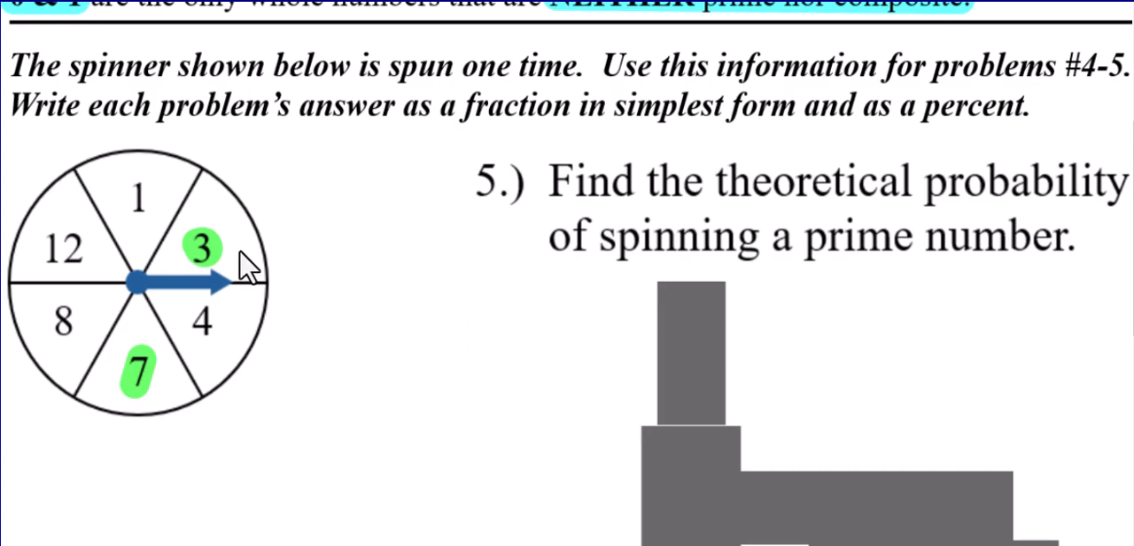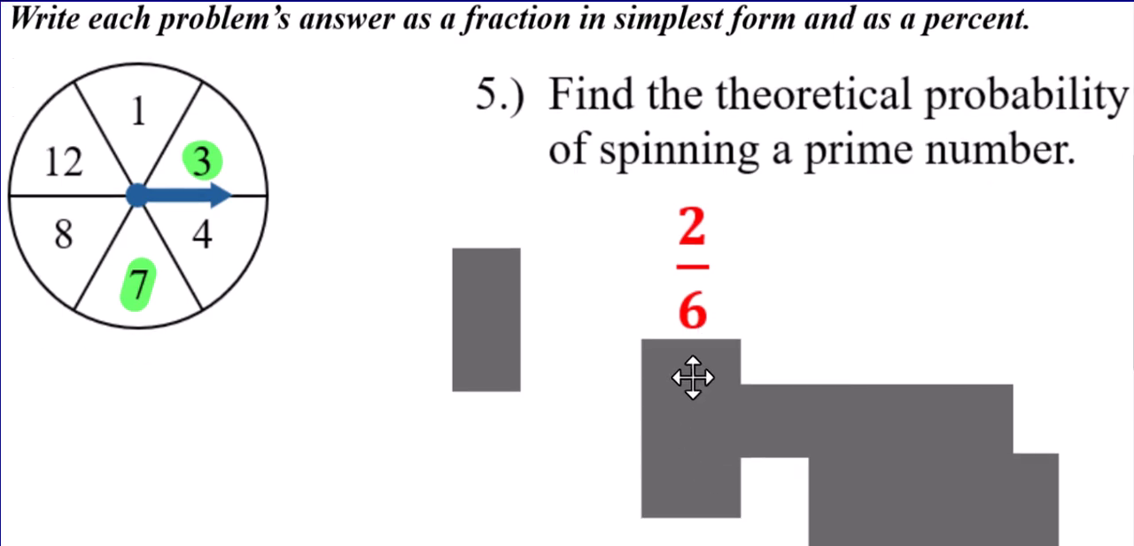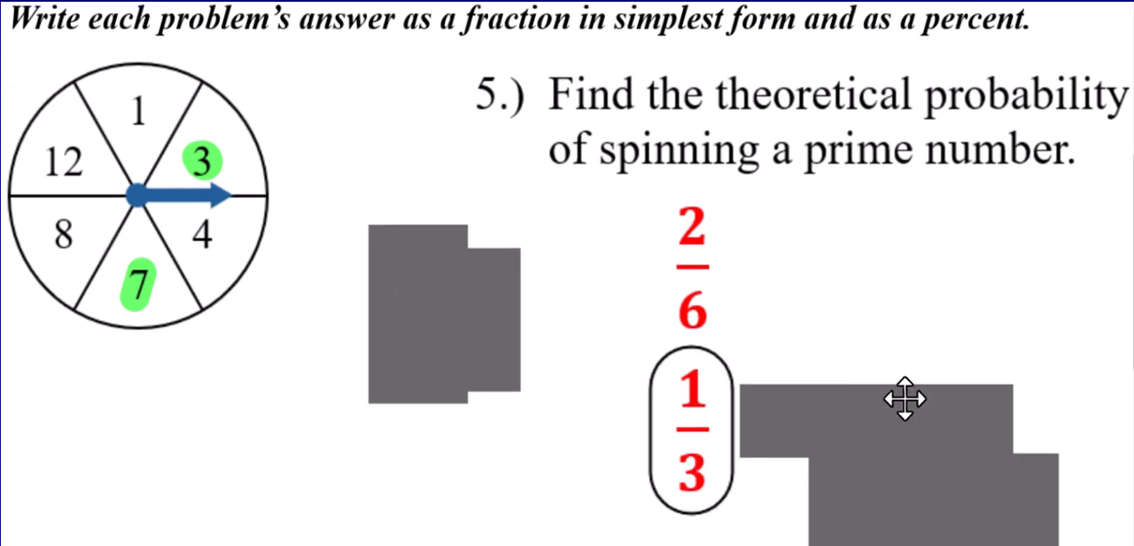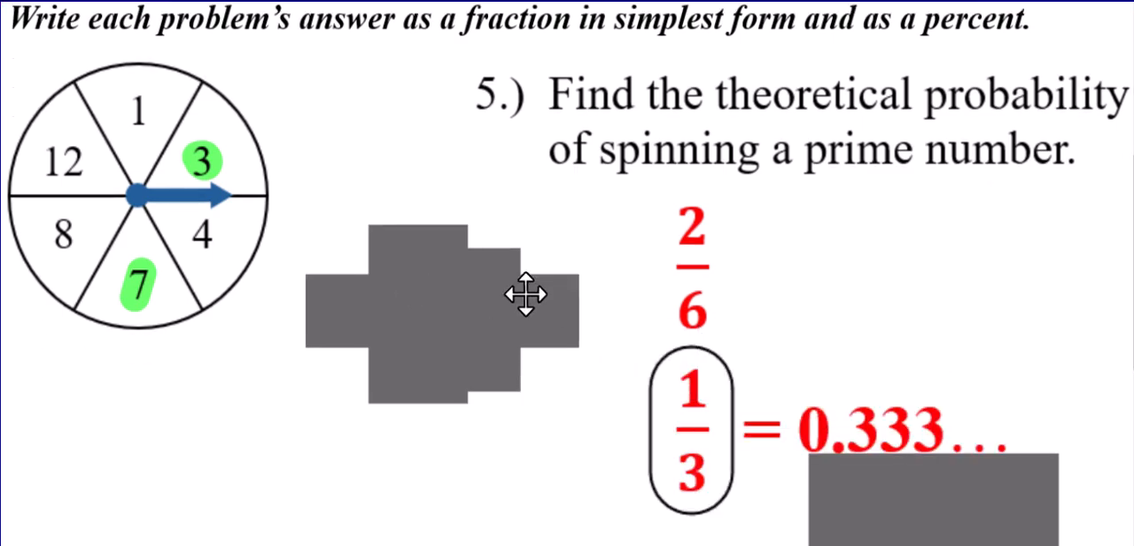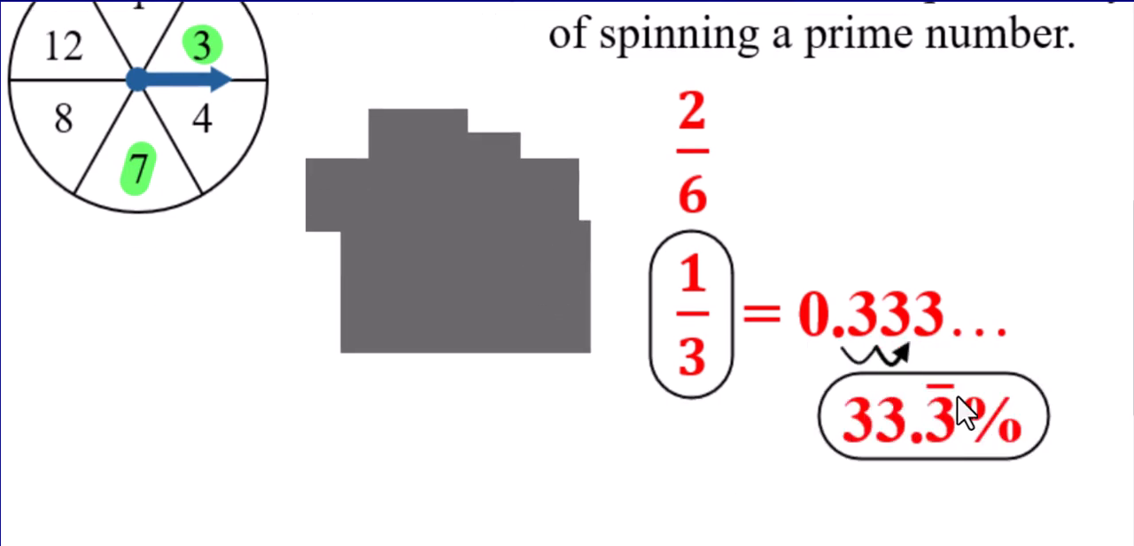So we are talking about 2 numbers that were prime out of 6 possible outcomes. That reduces to 1/3. 1 divided by 3 is 0.3 repeating. Move that 2 places to the right, 33.3 repeating percent. And yes, I mentioned this before on other lessons. You can have a repeating decimal as part of a percent. You should not round it. Make it 33.3 repeating percent.